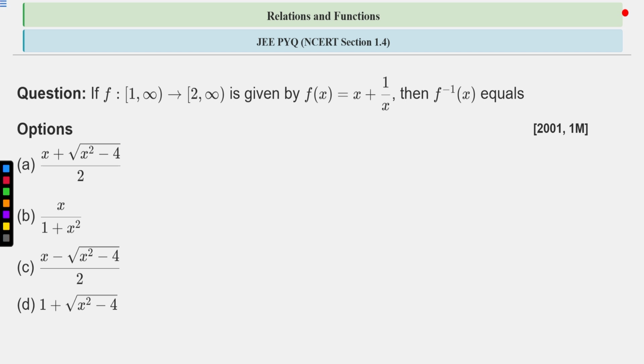This question says, if a function f is defined from [1, infinity) to [2, infinity) and is given by f(x) is equal to x plus 1 by x, then we basically have to find f inverse x. The options are: option A, x plus root over x square minus 4, upon 2. Option B is x upon 1 plus x square. Option C is x minus root over x square minus 4, upon 2. And option D is 1 plus root over x square minus 4. Option D is 1 plus root over x square minus 4, right?